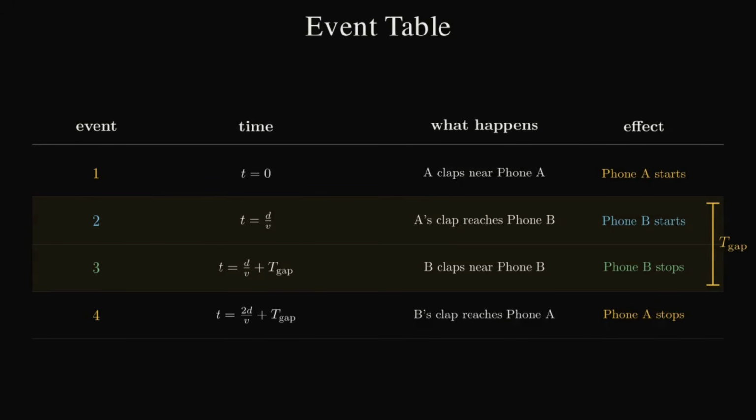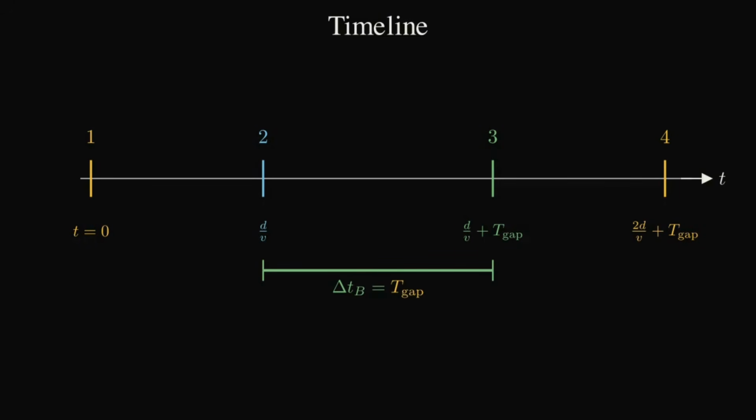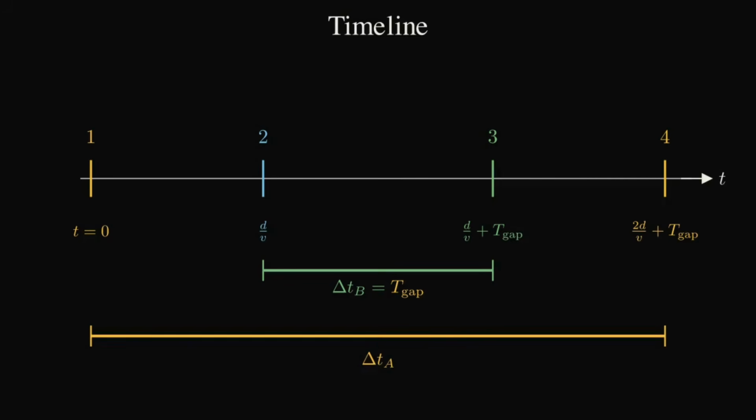From the timeline, reading off the two measured intervals is pretty straightforward. Phone B runs from event 2 to event 3. That is exactly T gap by definition. Phone A, on the other hand, runs from event 1 to event 4. That spans 3 pieces: a d over v sound travel time on the left, T gap in the middle, and a d over v on the right.